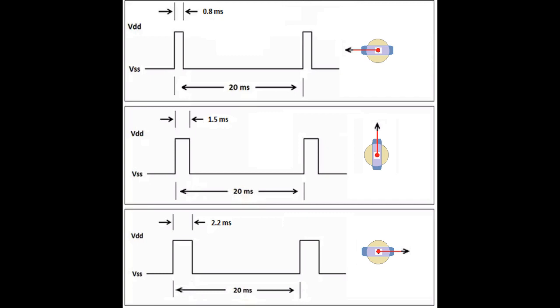You can have either continuous rotation servo motors or servo motors that rotate from 0 to 180 degrees, like the type used in this project.